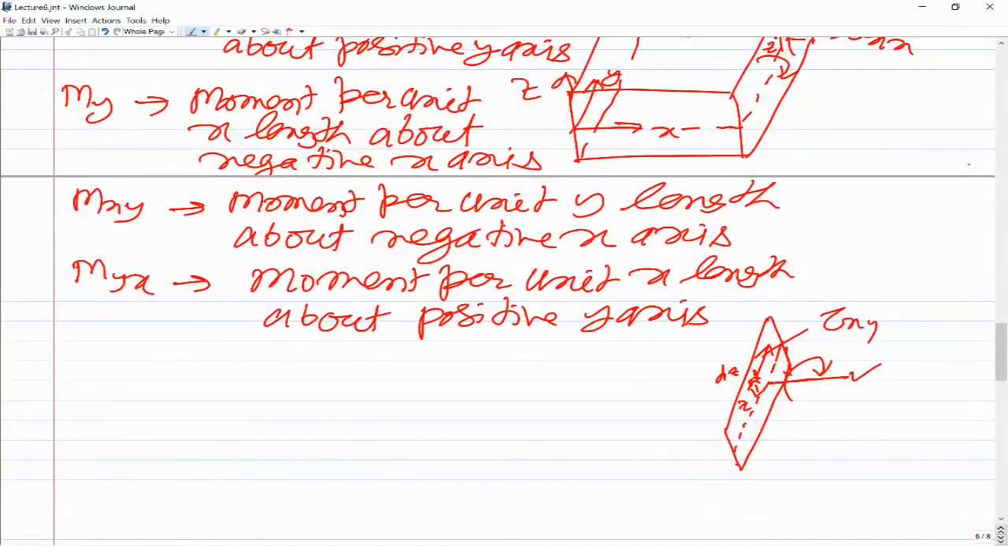So tau xy into dz into z will give a moment like this. And as per the right hand rule, this moment is about this axis, which is the negative x-axis. That is how I am saying that mxy is the moment per unit y length about the negative x-axis.